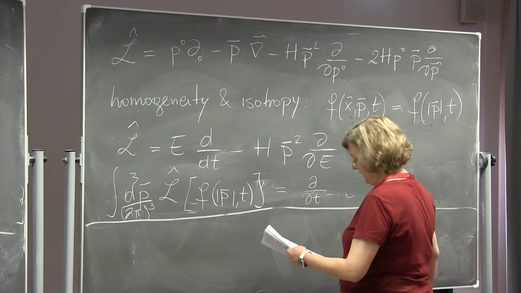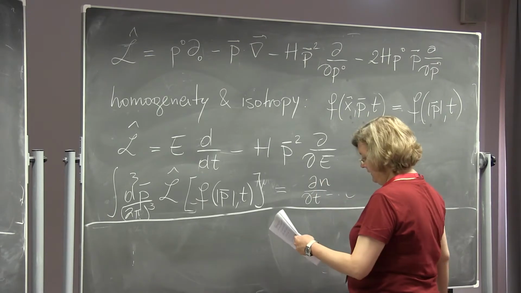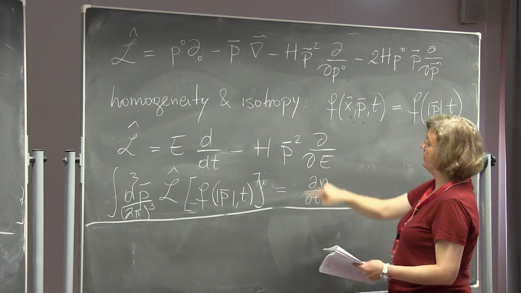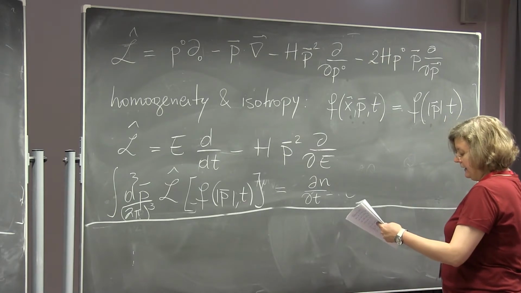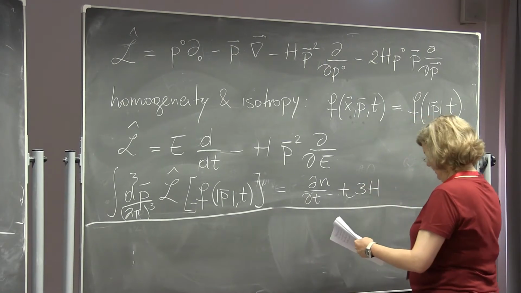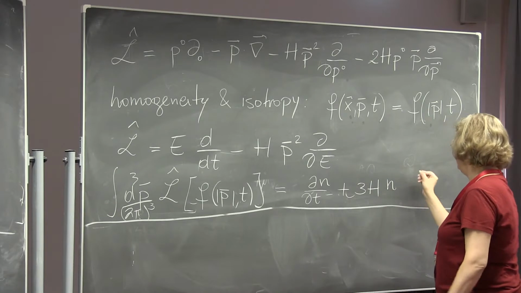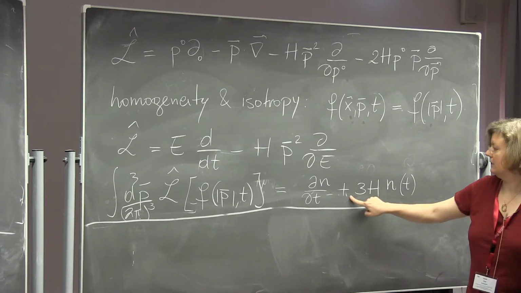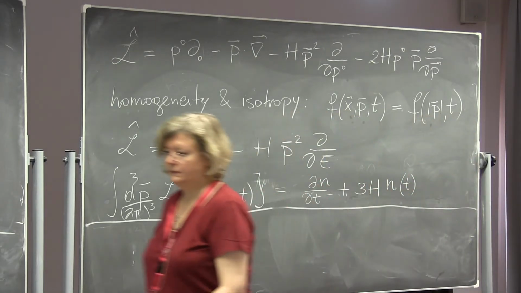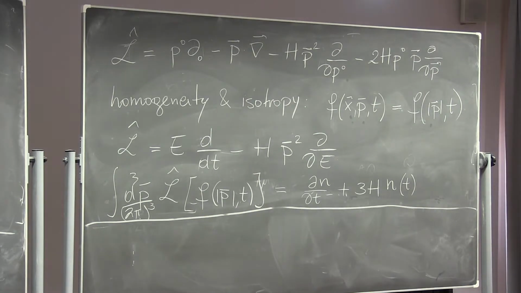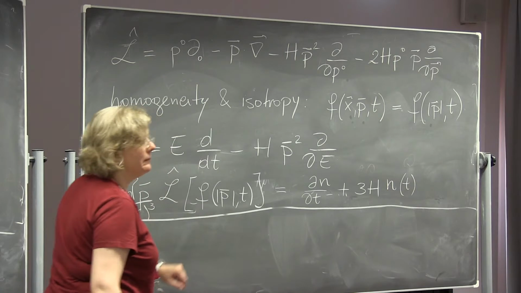And you will get dn/dt. Then you have to do some partial integration of the second part, this p² ∂/∂E, and you can obtain out of it a plus 3H n. Notice that in this case n depends only on t, of course, not on x, because I dropped the dependence on x. I didn't do all the steps, but it's just a matter of doing some integration and partial integration in the integral with this operator in order to get back the number density.